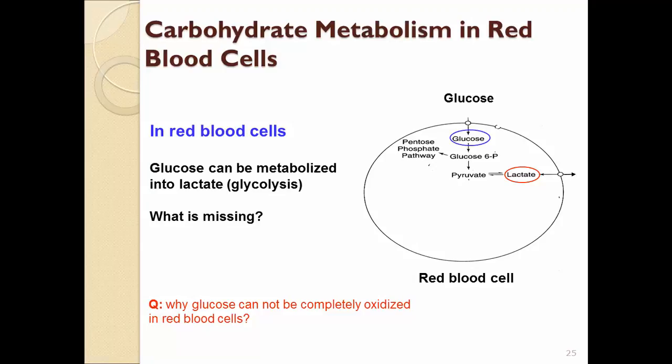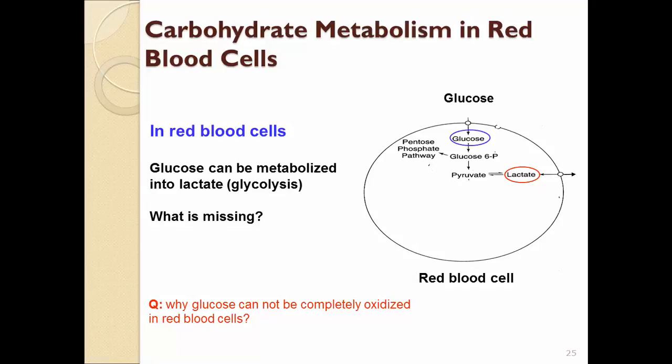Remember the two important things that are required for aerobic metabolism. One is oxygen, and the other one is the mitochondria, right? So red blood cells metabolize glucose under anaerobic conditions because of lacking mitochondria, right? Does that make sense? And the product of glycolysis is lactate. So lactate produced from red blood cells also is an important source for gluconeogenesis.